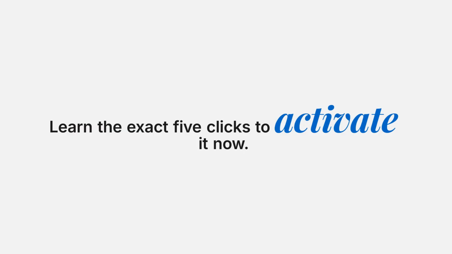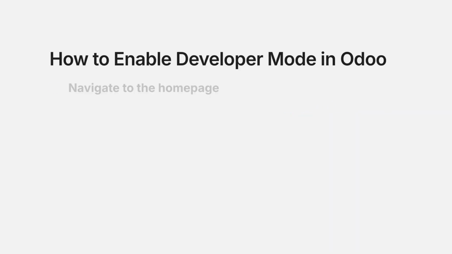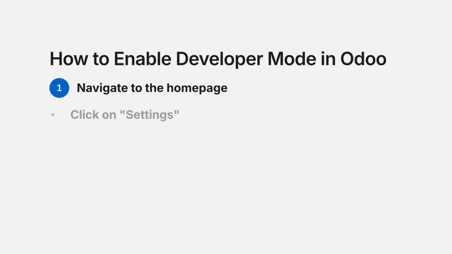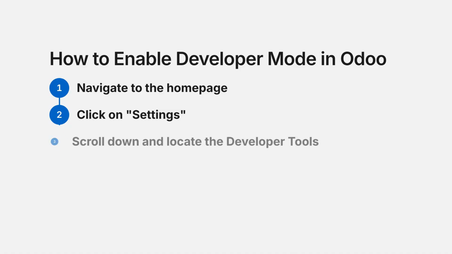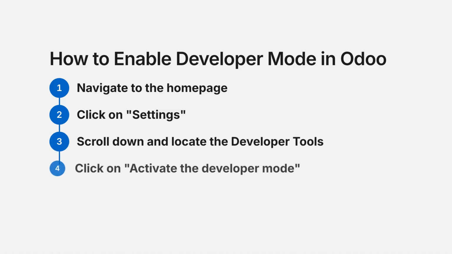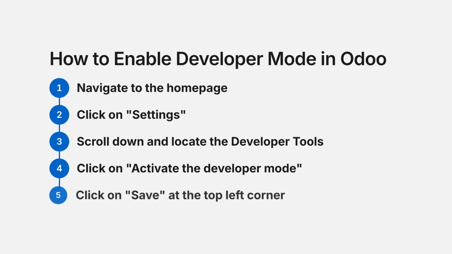Are you tired of searching for developer mode in Odoo? Learn the exact 5 clicks to activate it now. Here's the exact process. From your homepage, we'll open Settings, find the Developer Tools, activate Developer Mode, and save, all in 5 simple clicks.